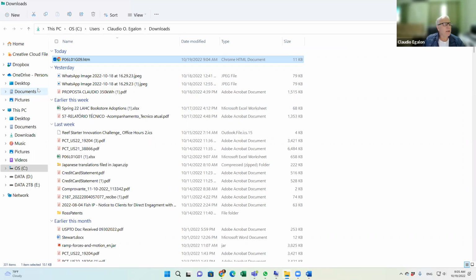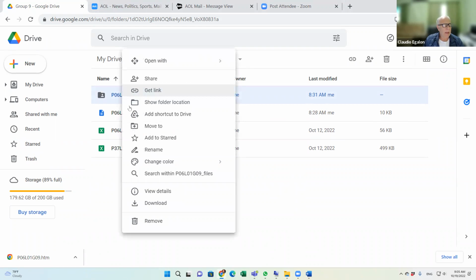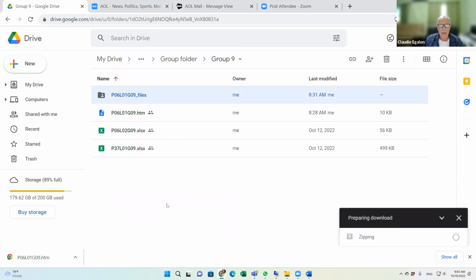Now that we downloaded the HTML file, we are going to download its associated folder. The HTML file must work in conjunction with this folder. So we do the same, right-click and download. Okay. Because this is a folder, we usually zip this folder before downloading it.